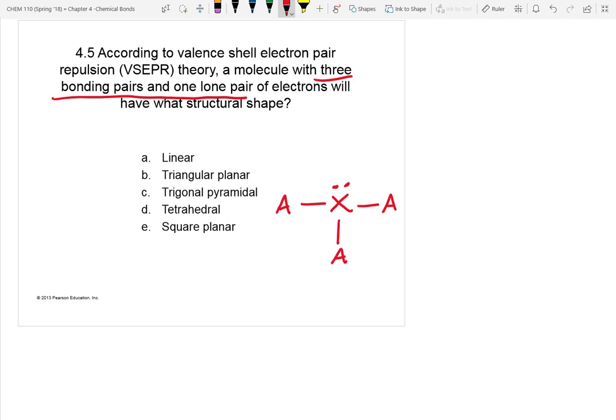Let's try to rule some out. We know it's not linear. That doesn't make any sense. Square planar, we didn't even cover that one, so it's a big clue it's not going to be that one. Tetrahedral means you've got 4 things on there. So tetrahedron, 4 things. It's not that. We only have 3 bonded atoms. So now we're stuck between trigonal planar or trigonal pyramidal. What do you think? Will this be planar? No, it'll form a pyramid in 3-dimensional shape. So this would be the appropriate answer for that one.